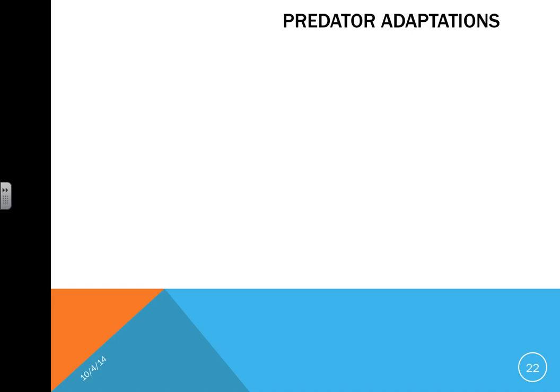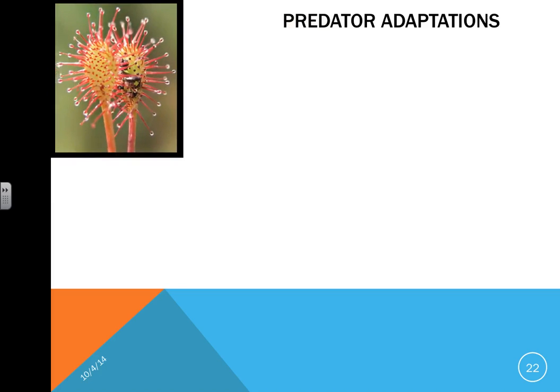So let's look at some predator adaptations here that we have. This thing right here is called a sundew plant. It's covered with sticky bulbs on stalks. If an insect like a fly lands on the bulb, it stays, it's ensnared in the sticky goo while the plant digests it. And so it's kind of like a Venus flytrap.